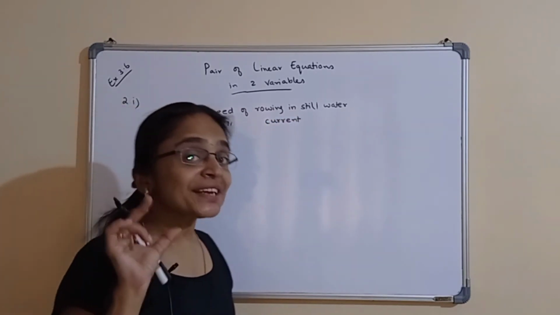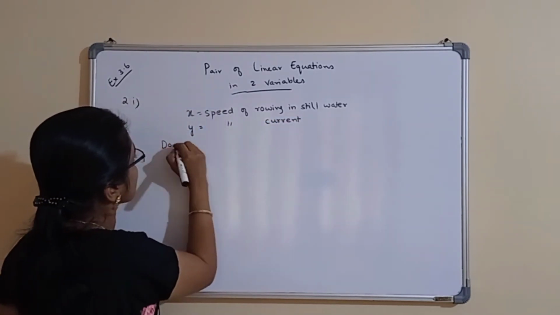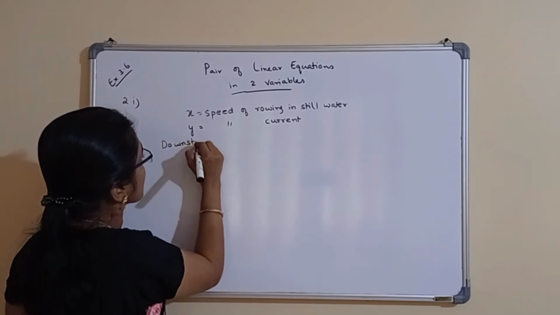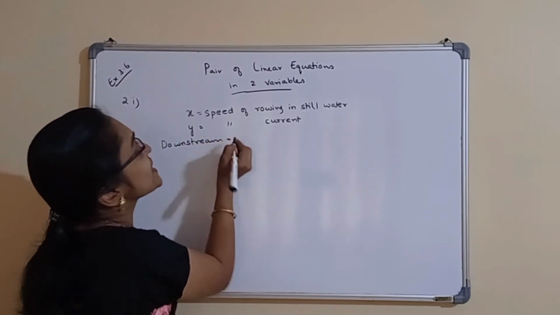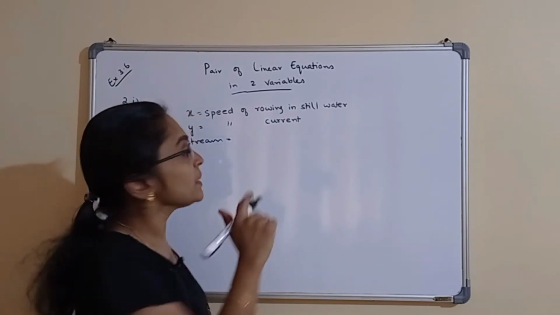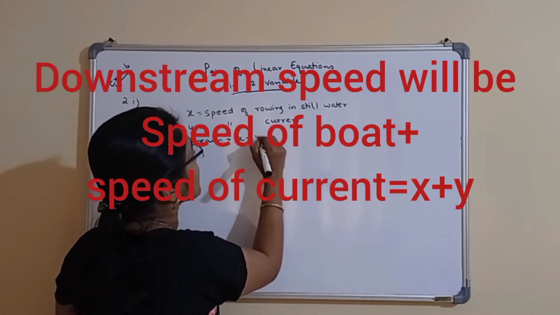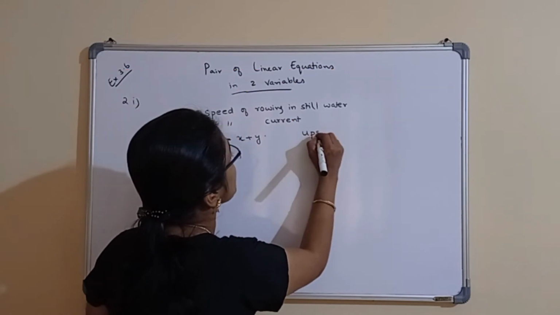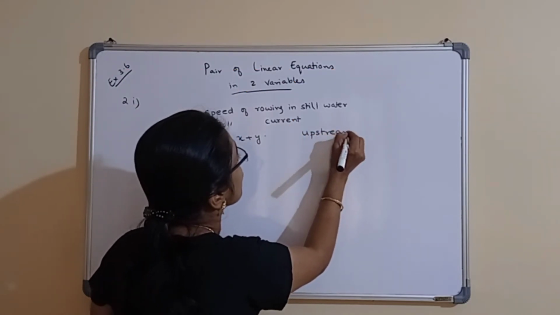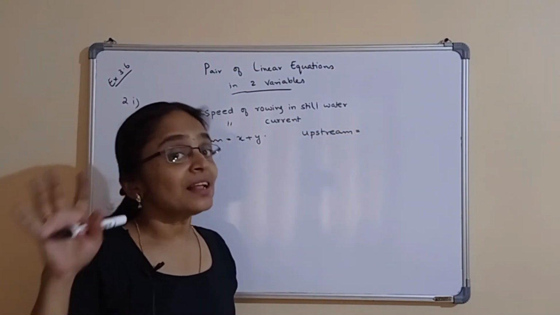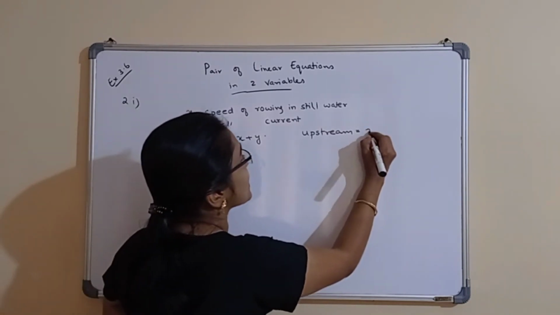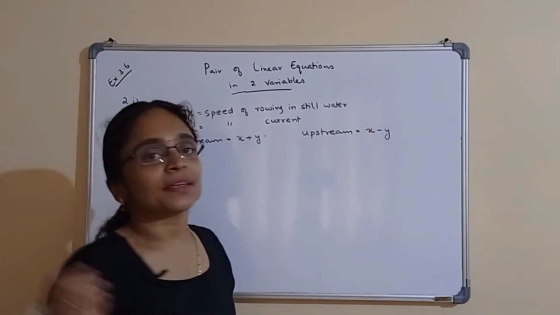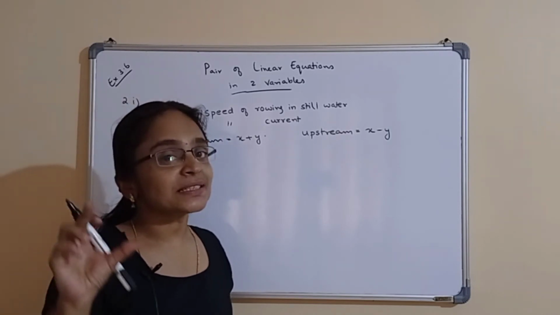Now, when she is going downstream, she will go easily and her speed will be x plus y. Speed will be more. And when she is going upstream, she will have to apply more force and her speed will decrease. And her speed will be x minus y. Okay, now time is given.